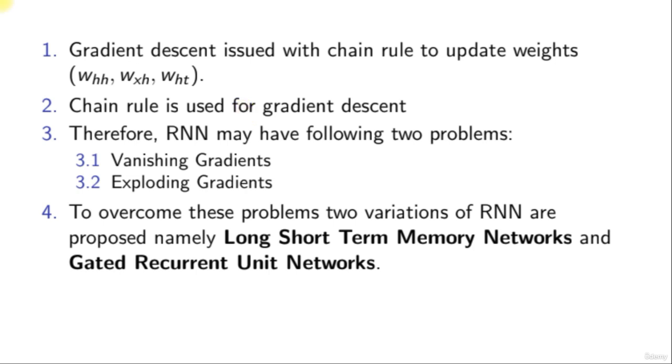Therefore RNN may have two problems. The first one is vanishing gradients and exploding gradients. These two problems we discussed in detail in ANN. And to overcome these two problems, two variations of RNN are proposed, namely long short-term memory networks and gated recurrent unit networks.